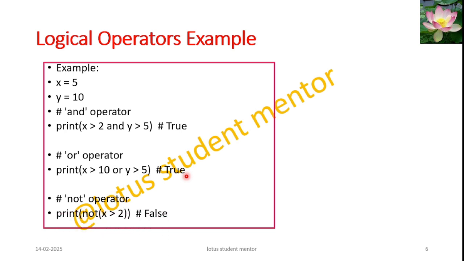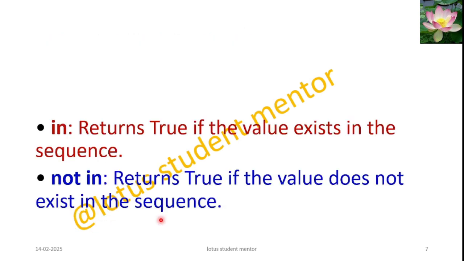Now the NOT operator: print not x is greater than 2. Here x is greater than 2 is true, and not true means false. That is the Boolean value.